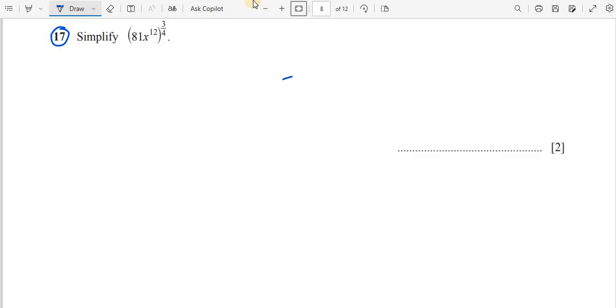Simplify 81 x raised to the power 12, overall power 3 by 4. So we know that we write 3 raised to the power 4 is equal to 81, and x raised to the power 12 overall power 3 by 4. So separate power with each term.